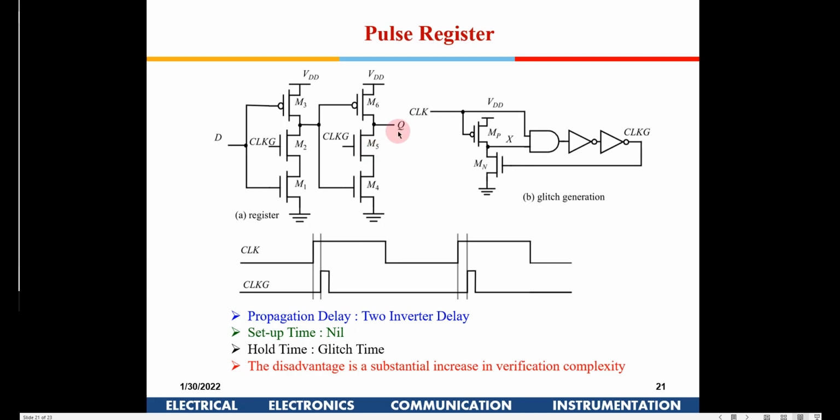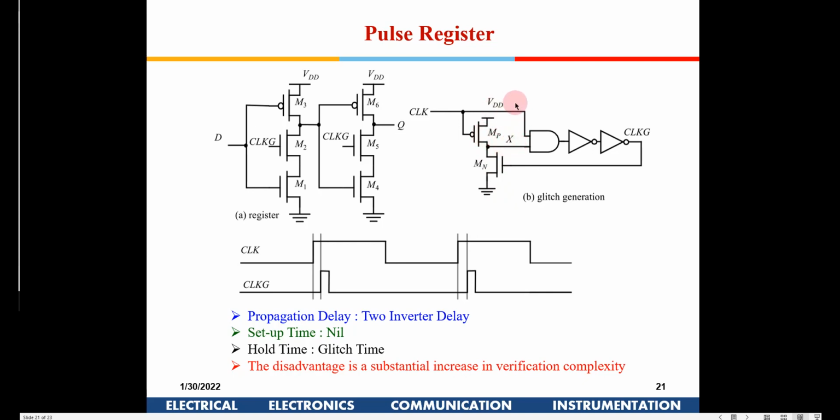Now how to generate this glitch? You see here, initially the clock is 0, so this PMOS will be switched on, so X will be 1 here. Since the clock is 0, the output of the AND will be 0, so it will be 1 here, it will be 0 here, so this NMOS is switched off. So NMOS is switched off, PMOS is switched on, so you have 1 available here.